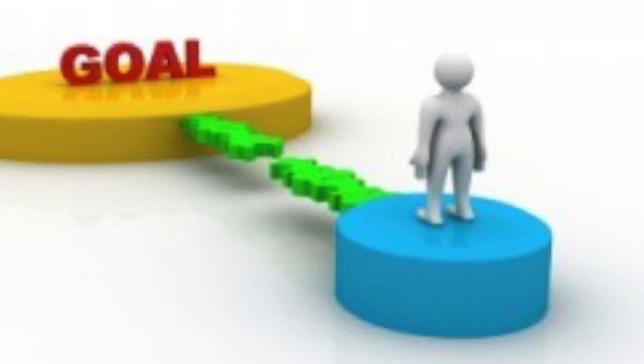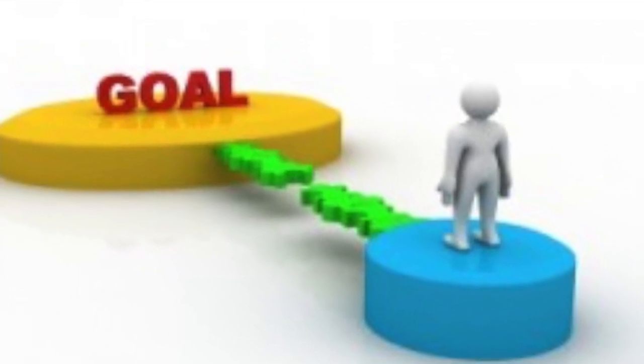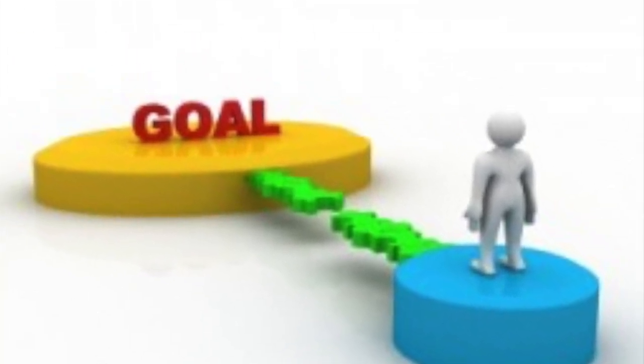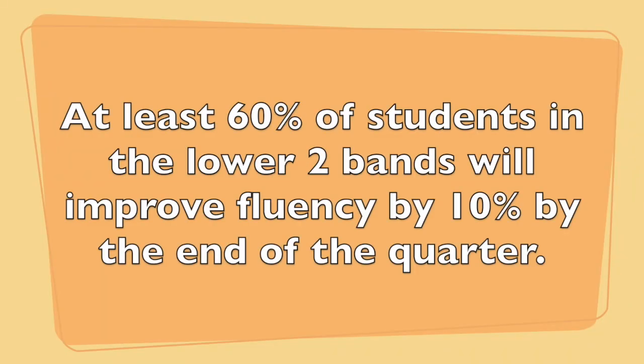We understand that these goals are preliminary and they're subject to change as we get more information. Our first SMART goal is that at least 60% of students scoring in the lower two bands will improve their fluency rates by 10% by the end of the first quarter.